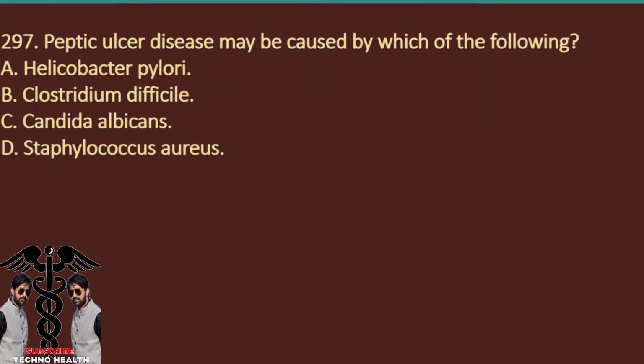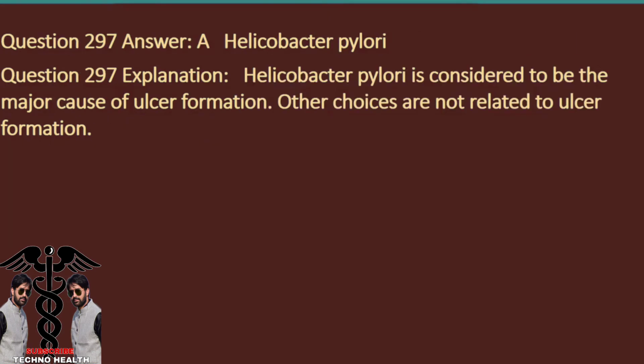Question 297. Peptic ulcer disease may be caused by which of the following? A. Helicobacter pylori. B. Clostridium difficile. C. Candida albicans. D. Staphylococcus aureus. Answer: A. Helicobacter pylori. Explanation: Helicobacter pylori is considered to be the major cause of ulcer formation. Other choices are not related to ulcer formation.